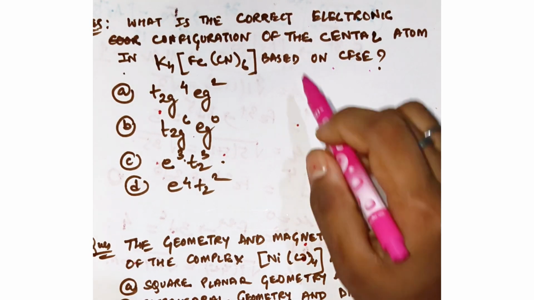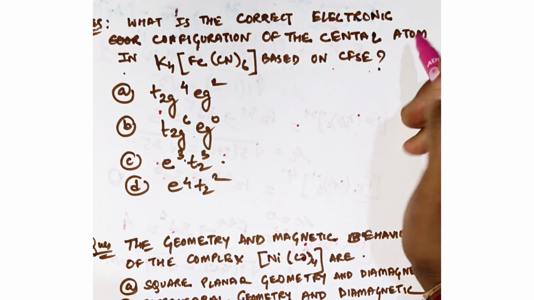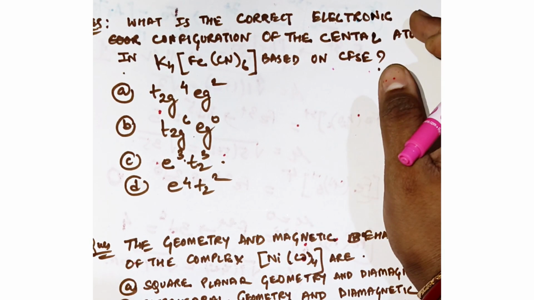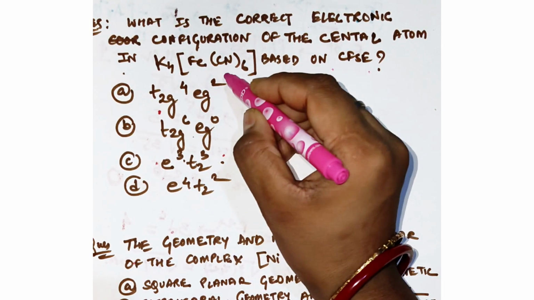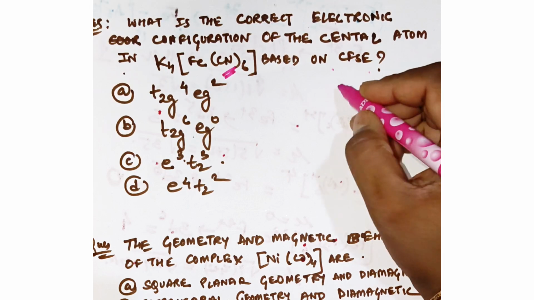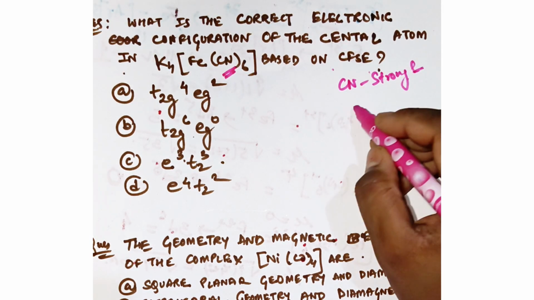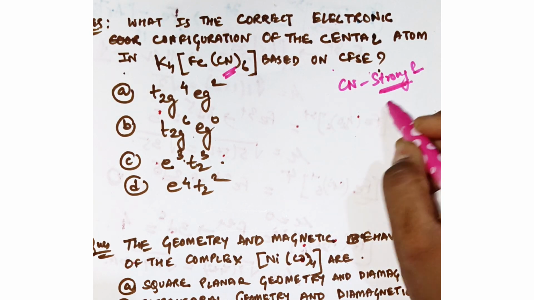What is the correct electronic configuration of the central metal atom? You have to find it based on your CFSE. We have done CFSE in detail, for tetrahedral and octahedral splitting, in other videos. You can go through it. Now see, first look at the ligand. This is cyanide, which means a strong field ligand. What will happen with a strong field ligand? It will go for octahedral splitting, not tetrahedral splitting.